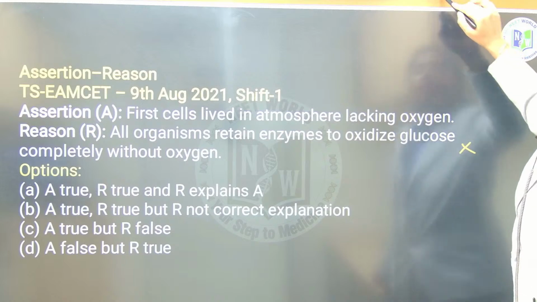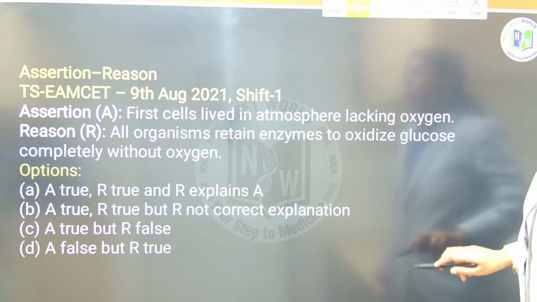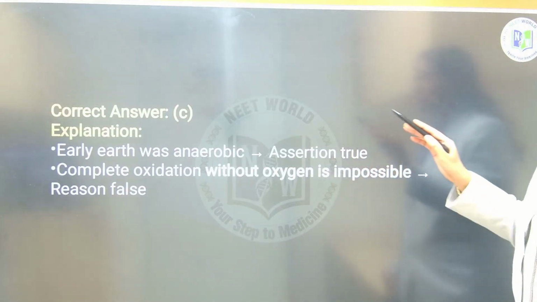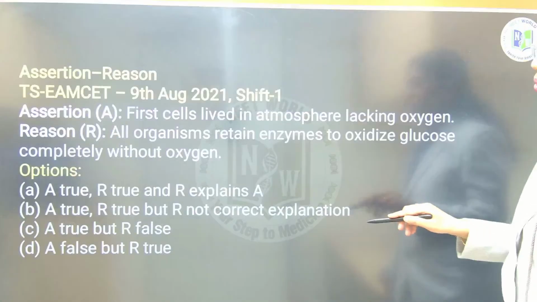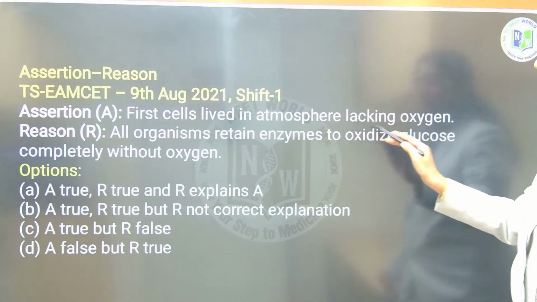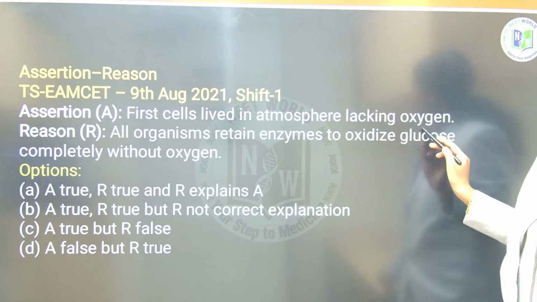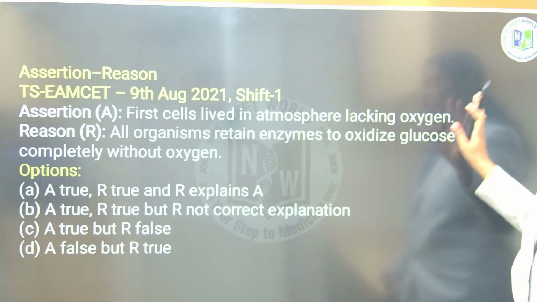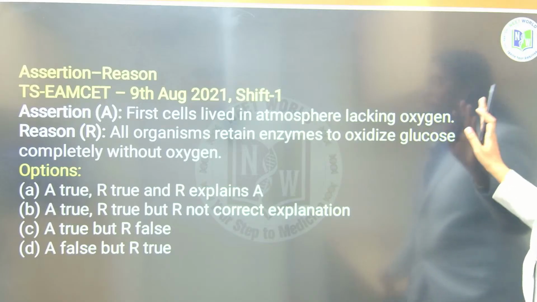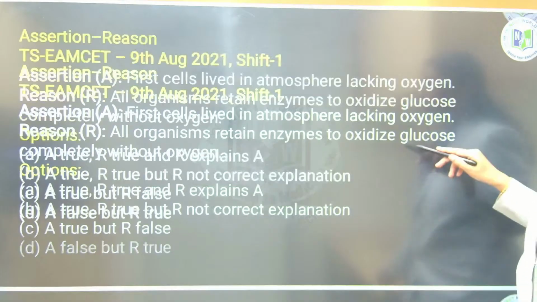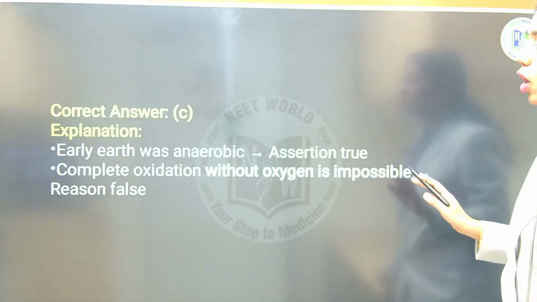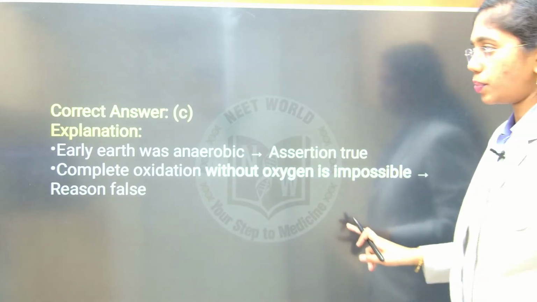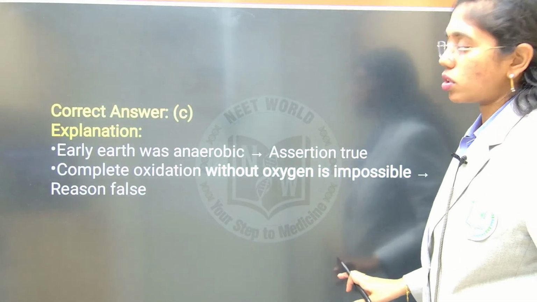Yeah. Now we will clearly analyze the answer also. Early earth was anaerobic, so the assertion is true. First cells lived in an atmosphere lacking oxygen. Anaerobic species, especially archaebacteria, are the ancestors of prokaryotes. They are anaerobic, so the assertion is true, and the reason will be false because complete oxidation without oxygen is impossible. Incomplete oxidation takes place in the absence of oxygen.